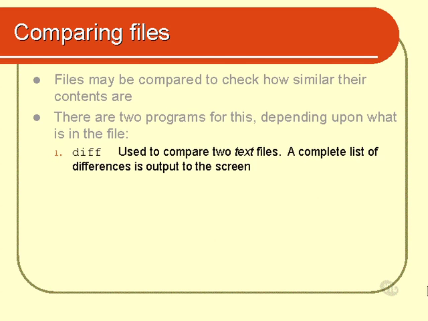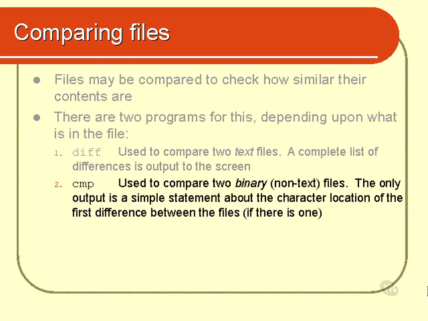The second program is called cmp, which is short for compare. And that's very similar to diff, except it will compare binary files, not text files. It will compare text files as well, but it's mostly used for binary files because with text files we have a much better tool called diff. Cmp only gives us one line of output. It gives us a simple statement about where the files are different. It gives us the character location within the files where they start to diverge. They may be divergent from the very first character in each file, or they may be entirely identical, in which case you'll get a message telling you that.